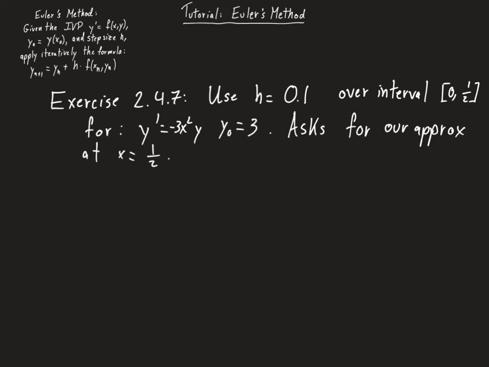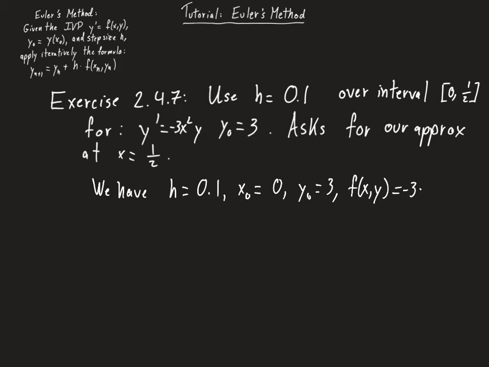Okay. So what do we have? We have that h is equal to 0.1. We have that x0 is equal to 0, of course. We have that y0 is equal to 3. And we have that f of x, y is equal to negative 3x squared times y. All right, now let's once again invoke the formula.